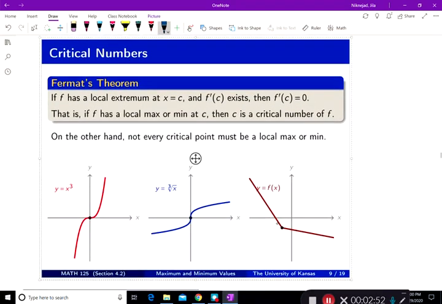Another place that f prime doesn't exist is at a corner, but it does not give you a local min or local max. Sometimes corners give you a local min or local max, but not in this case.